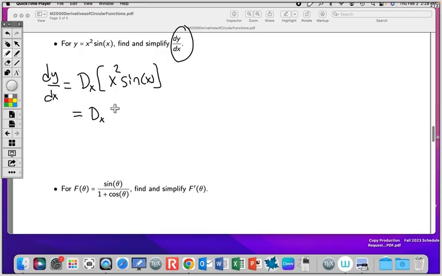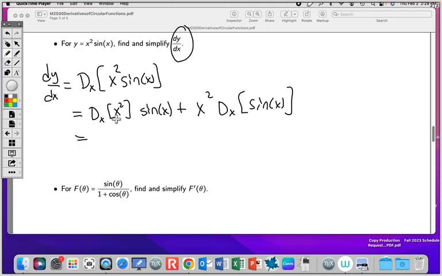Now take the derivative of the first factor, x squared, times the second factor, plus the first factor times the derivative of the second factor, sine of x. The derivative of x squared is 2x, so I have 2x times the sine of x, plus x squared times the derivative of sine x, which is cosine x. And so that's the derivative here for the second function.